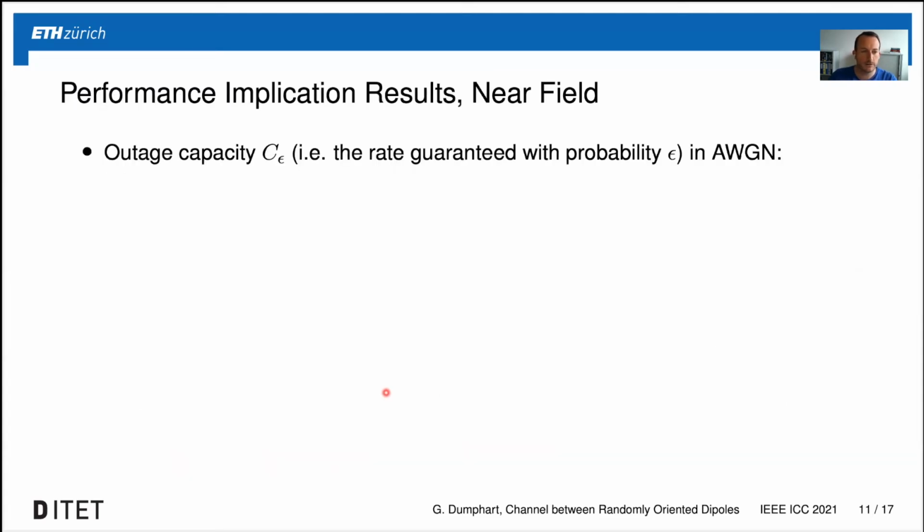And we find that when we look at the outage capacity, which is the information rate over an AWGN channel that is guaranteed with a certain probability epsilon, we find that for small epsilon or small SNR, the outage capacity is proportional to epsilon squared. Now, this is disastrous scaling. That means if we require any kind of reliability in terms of a small epsilon, then the information rate will be tiny. If we want to divide our epsilon by a factor of 10, we have to reduce our information rate by a factor of 100.